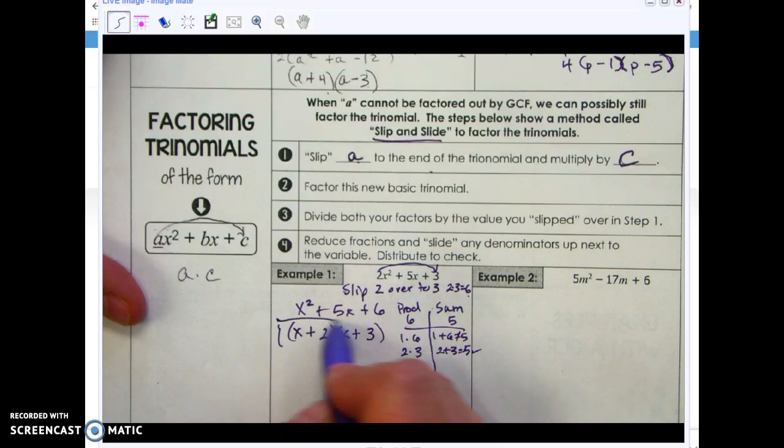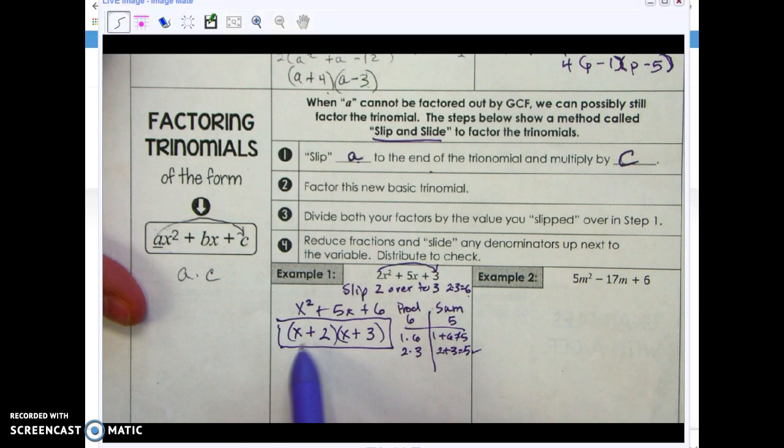I have factored. Now I multiply it out to double check, but we're just going to talk about it. X times x gives me x squared. Then I look at the 2 and the 3, that gives me 5. 2 times 3 gives me 6. So I add those two, I get 5. I multiply them, I get 6. And I know I've got it right. And that's how we do the slip and slide method. The next video will have an example of how you do number 2.